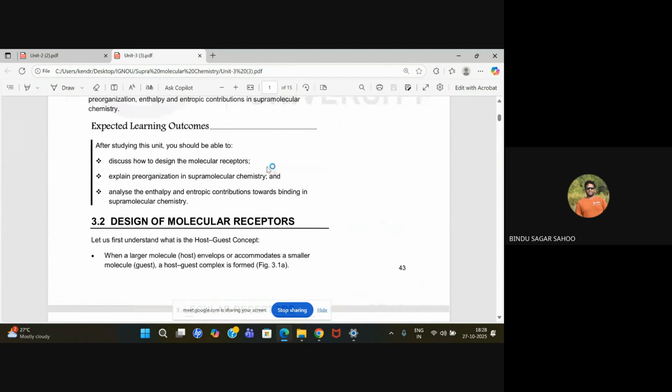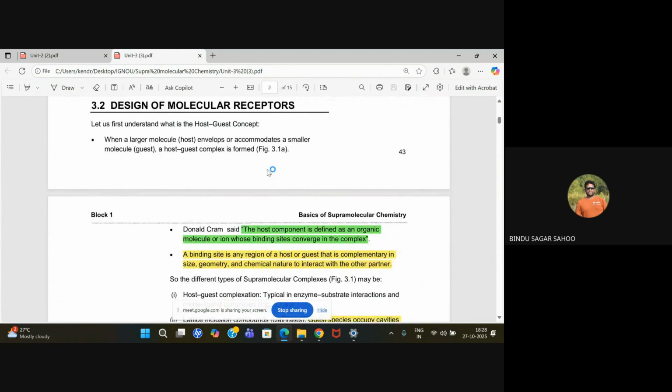So for the design of a molecular receptor, we need to understand what particularly the host-guest concept is that contributes towards the molecular receptor. When a larger molecule, which we can consider the host, envelopes or accommodates a smaller molecule like a guest, a host-guest complex is formed. So Donald Cram said that you need to remember this definition.